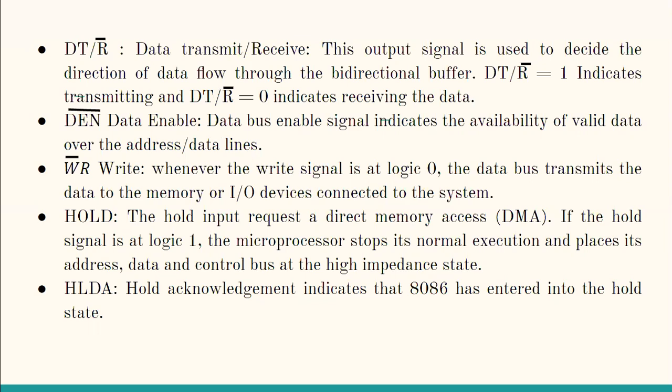Then next pin is WR bar. WR stands for write, and bar indicates it is an active low signal. If the value on this pin is low, that means the processor is performing a write operation. If it has the value 1, that means it is not performing a write operation. Write operation means the data bus is transmitting data from the processor to either memory or IO devices.